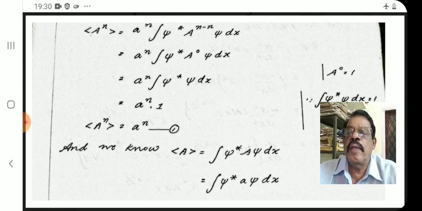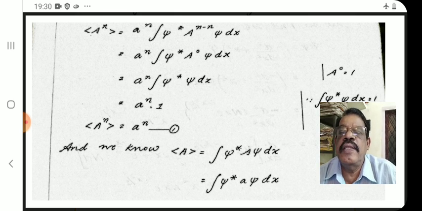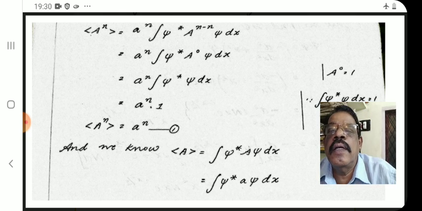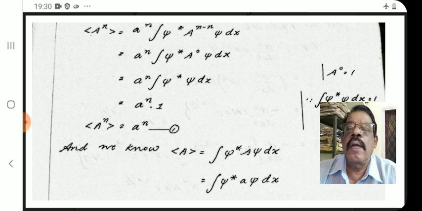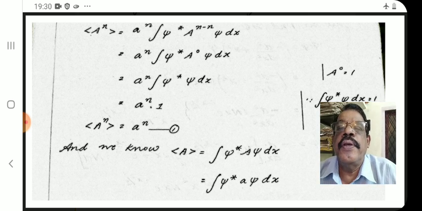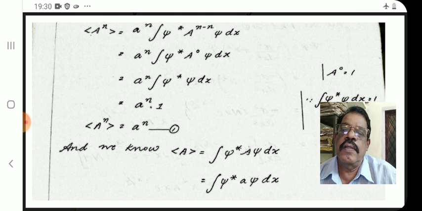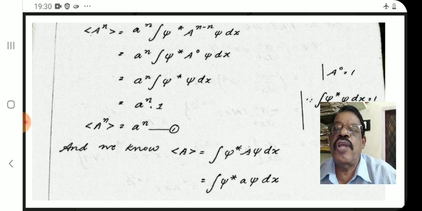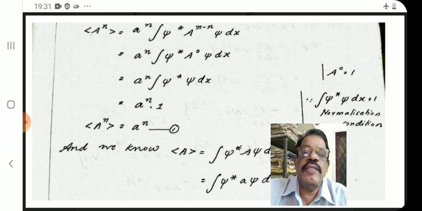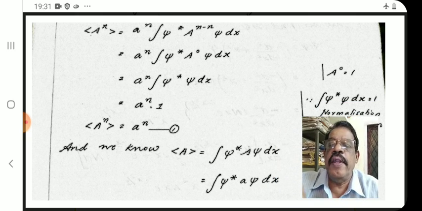What is the step? The expectation of A raised to n is equal to a raised to n times the integral of psi star A raised to n minus n psi dx, going through n minus 1, n minus 2, n minus 3, up to n minus n. A raised to n minus n is A raised to 0, which is 1. So we get a raised to n into the integral of psi star psi dx. The integral of psi star psi dx is the normalization condition, and that we write as 1.